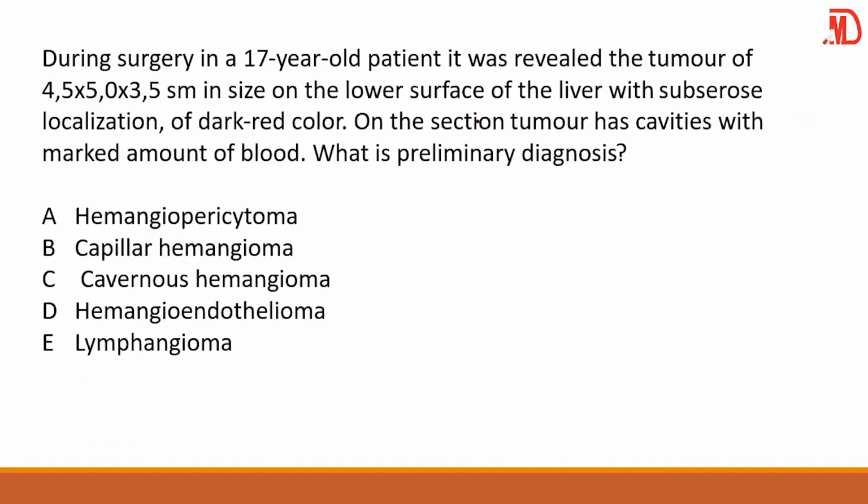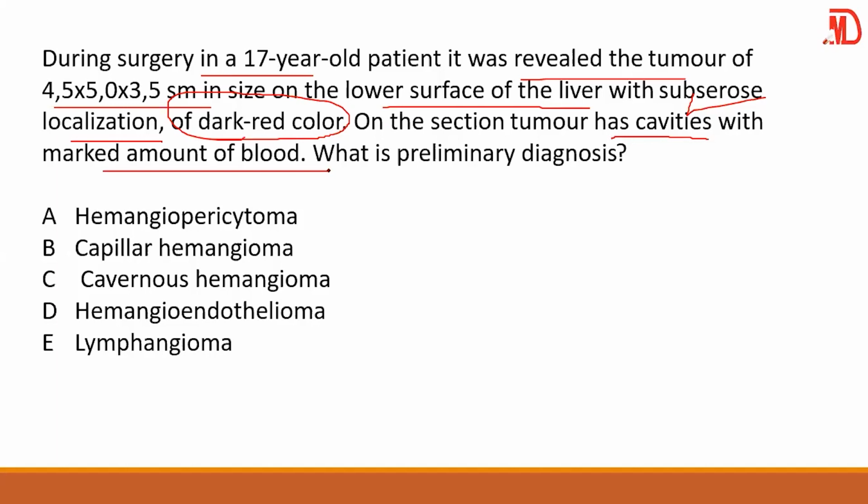Good. Now, during surgery in a 17-year-old patient, it was revealed that there is a tumor of this size on the lower surface of the liver with subserous localization of dark red color. Now, if you see dark red color, what comes to mind? Of course, blood comes to mind. On the section, the tumor has cavities with a marked amount of blood.